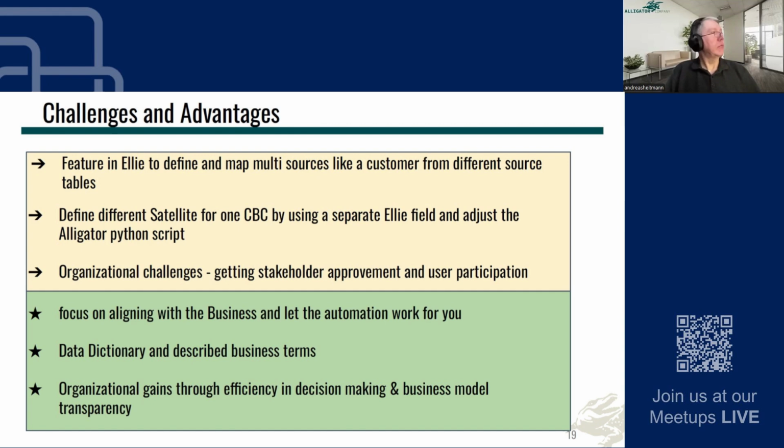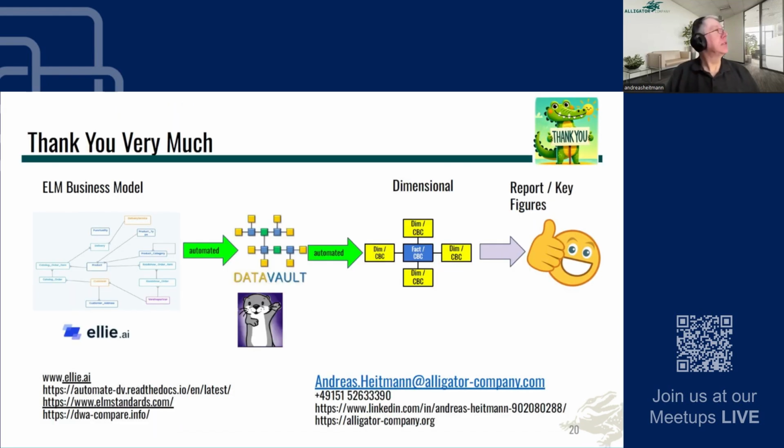So I'm coming to the end. Here you can see again a short overview of the steps. You have the ELM business model approach with Ellie defining the ELM model. Then you can automate a data vault with the help of AutomateDV, also automate the dimensional model, and at the end you have your defined key figures and reports.